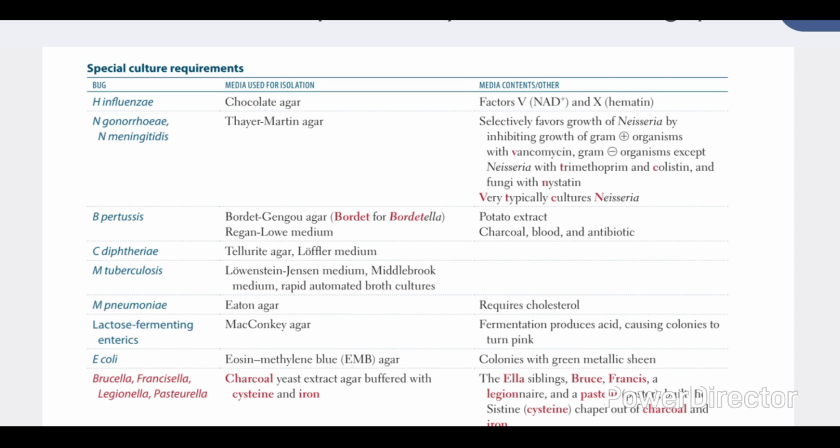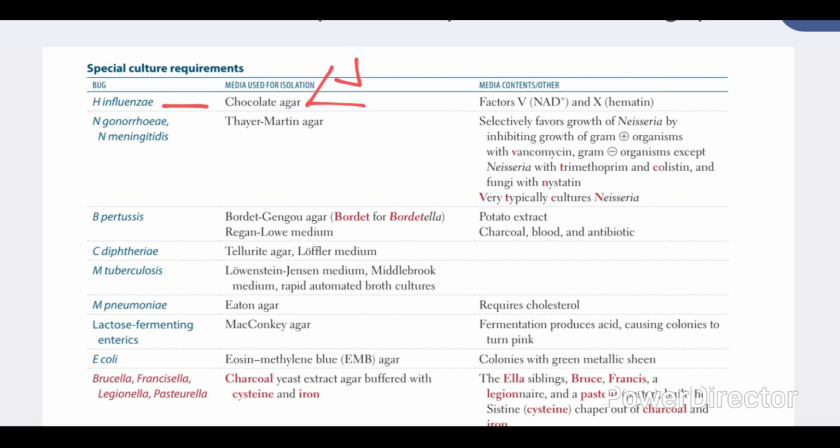Chocolate agar is an agar that is made up of two different factors. That is factor 5, which contains NAD positive, and then factor 10, which is basically hematin. So H. influenzae grows on the chocolate agar, and chocolate agar is made up of factor 5 and factor 10.